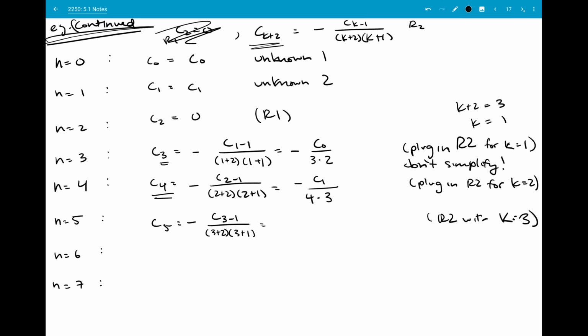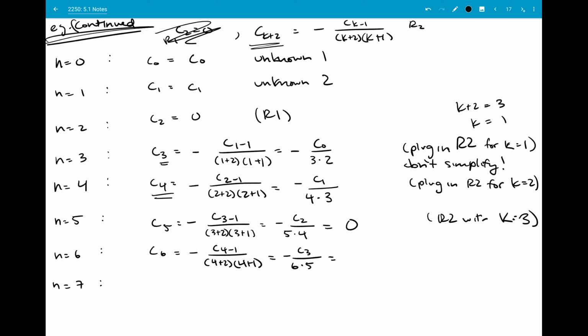So that's going to be minus C2 over 5 times 4. But C2 is 0 from right there, so that's actually just 0. C6 is going to be minus C4 minus 1 over 4 plus 2 times 4 plus 1. So that's going to give us minus C3 over 6 times 5.